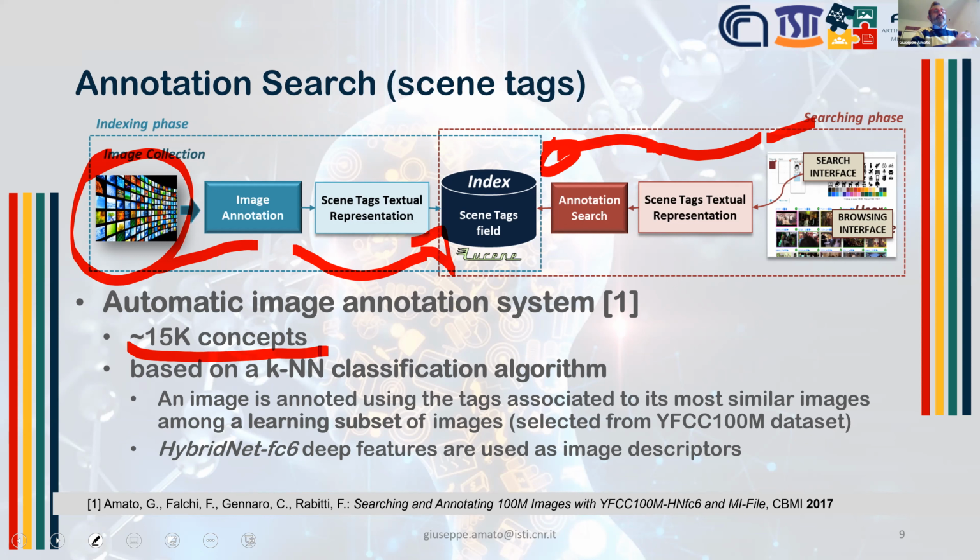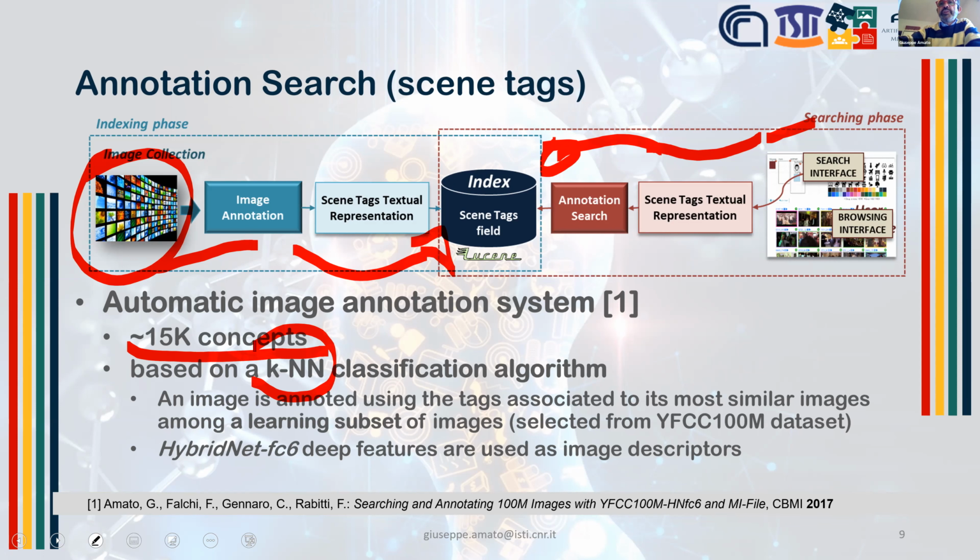Currently, we annotate keyframes using more than 15,000 concepts. And we use a k-nearest neighbor classification algorithm in order to annotate images. You know that a k-nearest neighbor classification algorithm generates classes for the query by searching the k closest, the k most similar images to the query, and by choosing as annotations, as classes, the most frequent classes which you see in the k retrieved elements.